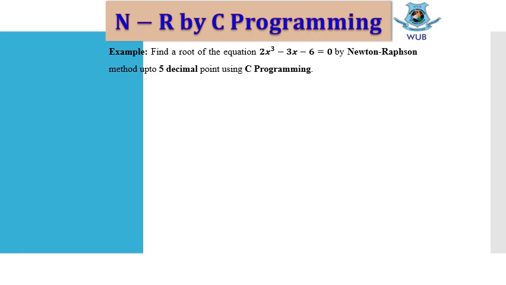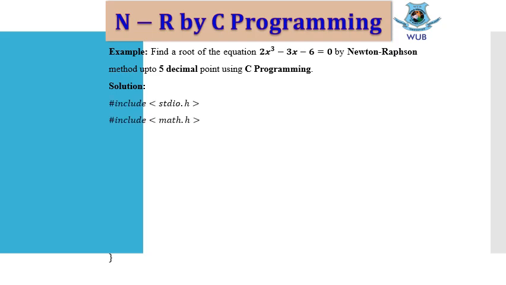Now, there is a question for you, which is an equation, and find the root of this specific equation up to 5 decimal places, but you must use C programming. And the equation is 2x cubed minus 3x minus 6 equals 0. Okay, now let's start. The solution is given for you.